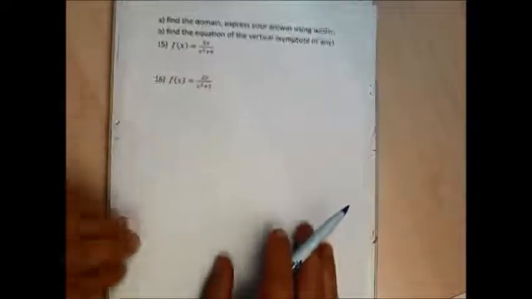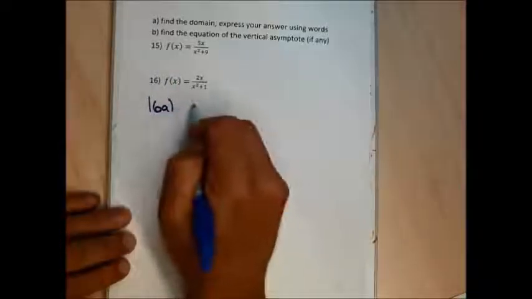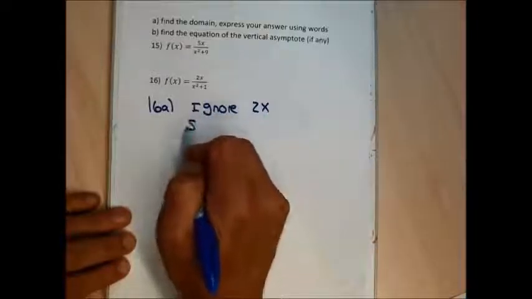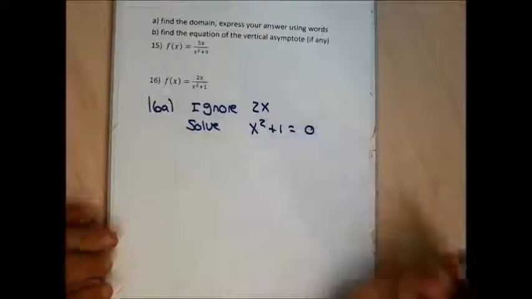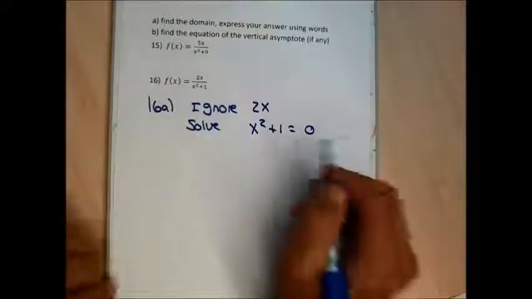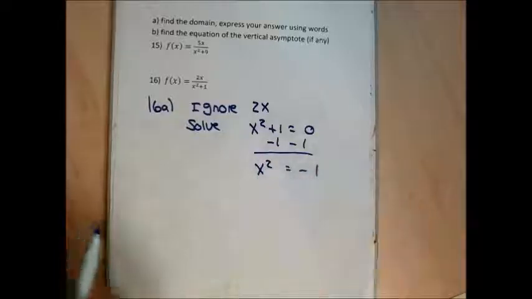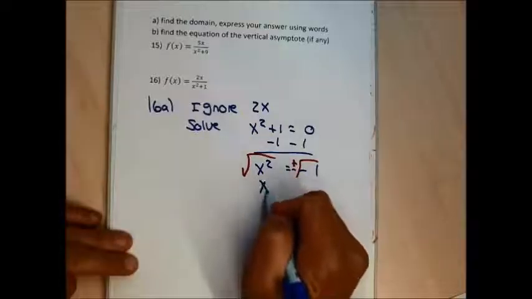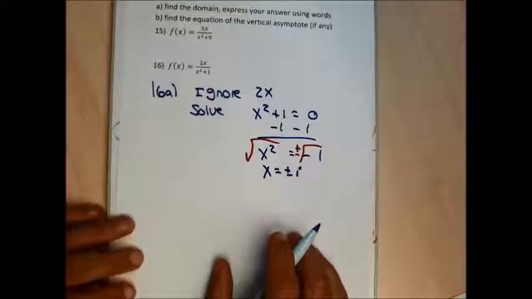It should be very similar. Similarly, 15 and 16 should be very similar. For 16, part A, to find the domain, I'm going to ignore the numerator of 2x. I'm going to solve x squared plus 1 equal to 0. That doesn't factor. It's a sum of squares, which is prime. So to solve this, I'm going to subtract 1 from both sides and get x squared equals -1. And then I'm going to go plus or minus square root. I'll get x equals plus or minus i. That's an imaginary number. I don't really need to exclude that from my domain.